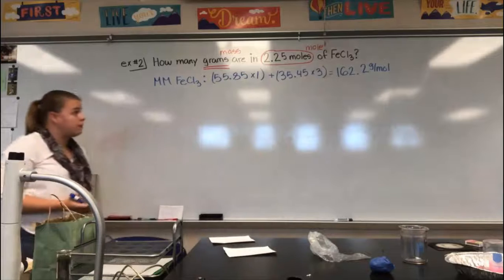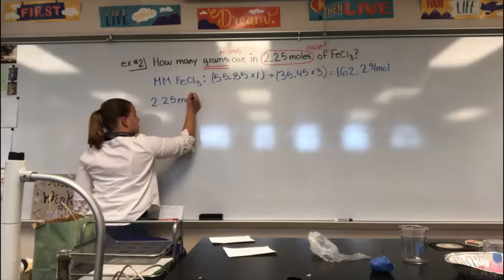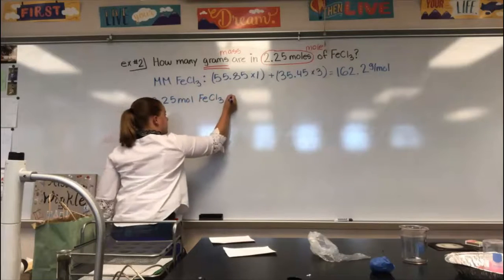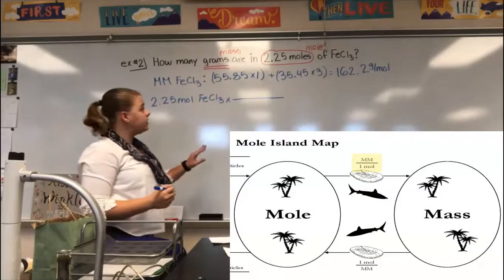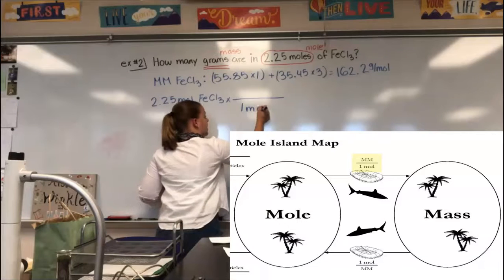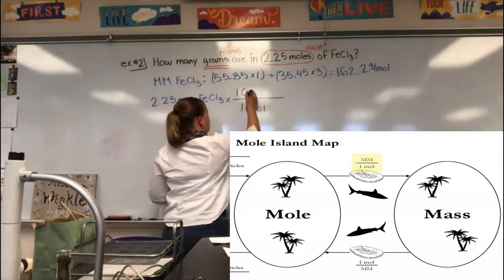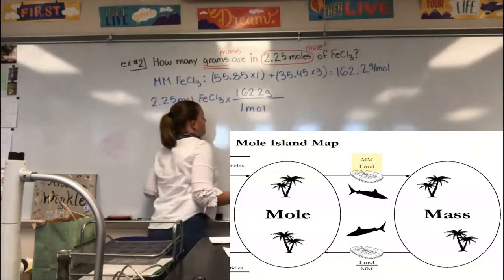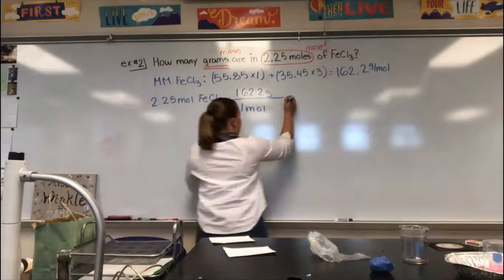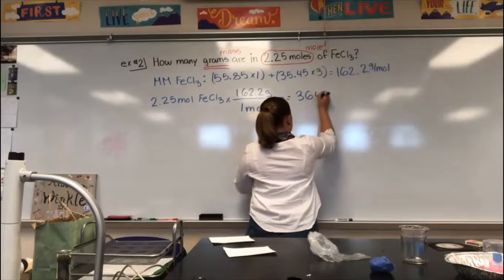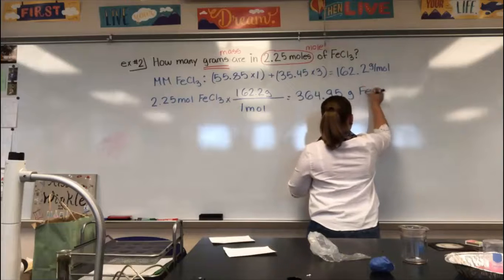Now let's go ahead and calculate this problem. We always start out with what we're given. What we're given is our 2.25 moles of FeCl3. Now, looking on our mole island sheet, since we're going from moles to mass, our mole island sheet tells us that our 1 mole goes on the bottom and the molar mass goes on the top. What we just calculated, the molar mass, we got 162.2 grams. You'll go ahead and calculate that on your calculator, multiply the top, divide the bottom, and what you will get is 364.95. Remember your unit and your compound.